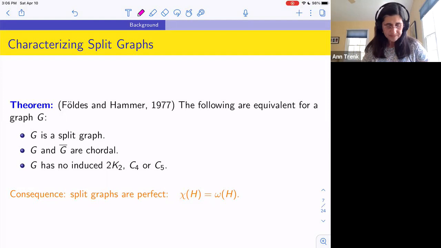There's also a nice forbidden induced subgraph characterization: no 2K2, no C4, and no C5. I love classes of graphs that have forbidden graph characterizations, so split graphs definitely fall in that category. A consequence of the chordal part is that split graphs are perfect. Of course, chordal graphs are perfect and split graphs are chordal, so split graphs are perfect. That is, the chromatic number and the clique number are equal for the graph and all its induced subgraphs. You can also see that pretty directly from the definition of a split graph. You can take a KS partition that's K-max and convince yourself that the chromatic number of that graph is equal to the clique number by just doing a coloring.